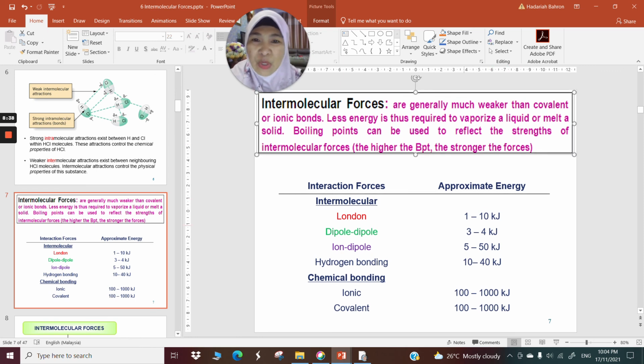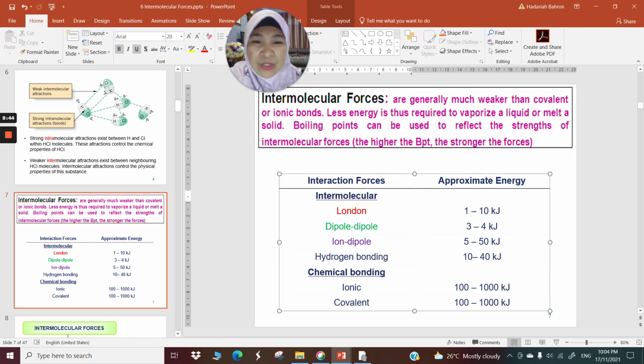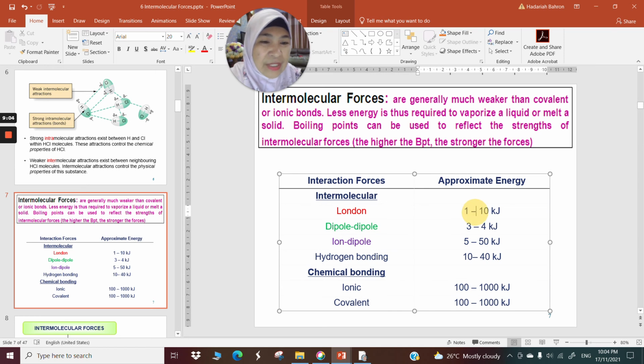And there are many types of intermolecular forces. You have the London forces, the dipole-dipole forces, ion-dipole interaction, and hydrogen bonding. That is intermolecular, whereas within the molecule or in the chemical bond, you have ionic or covalent bonds. So the London forces are very, very weak forces. Only 1 to 10 kilojoules per mole of energy is needed to break the London forces.